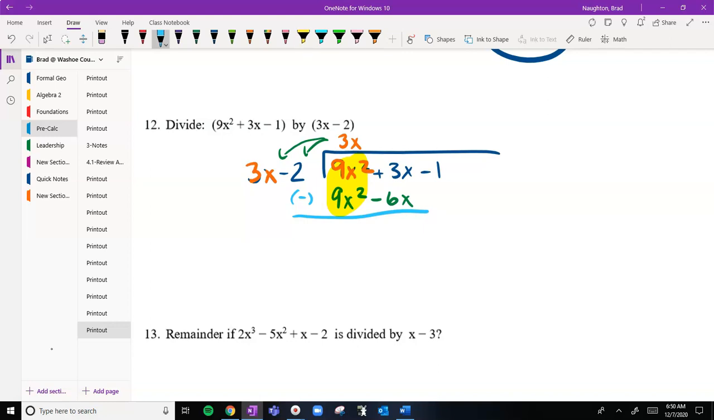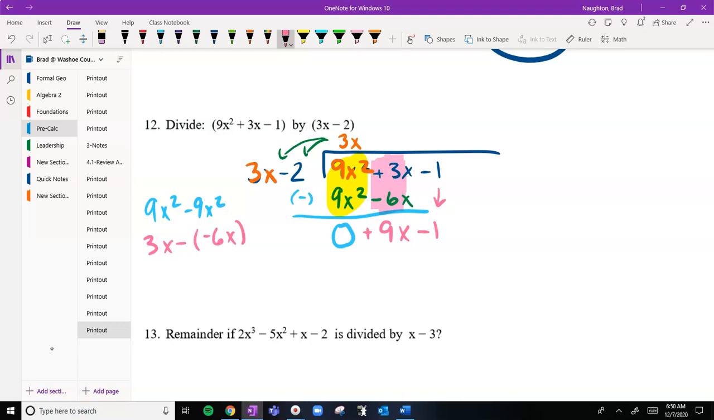So this is really 9x squared minus 9x squared, which is just going to be 0, which is what you want. And then in the next one, we'll highlight this one in pink here. This is where the negatives get a little tricky, so you've got to really watch. So 3x minus a negative 6x is going to give us 9x. And then you're going to drop this down to become minus 1.